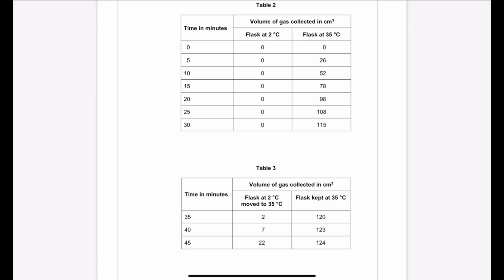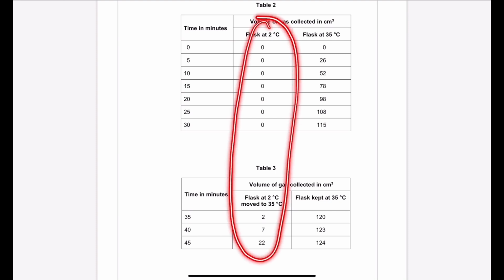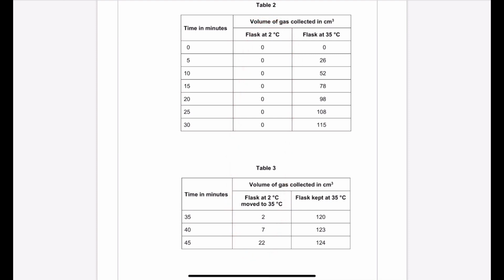If you look here, only this column, we can see that the flask first at 2 degrees Celsius, there is no production of carbon dioxide gas. It means the fermentation process was not going on. But when the same flask was moved from 2 degrees Celsius to 35 degrees Celsius, we can see the rate of gas production is increasing.